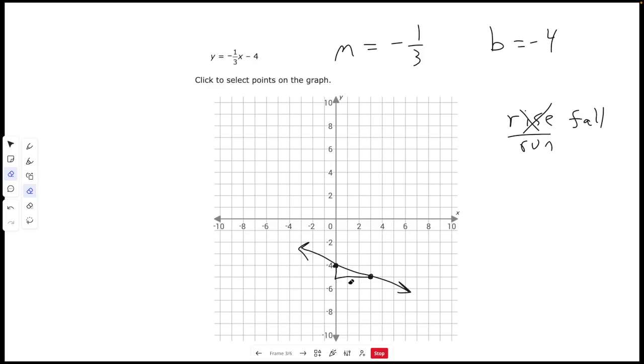For most graphing, you do not put these connecting lines. So I'm going to erase those. You can, depending on maybe what your teacher says. But I'm going to get rid of the connecting lines. We just have our dots and our line.